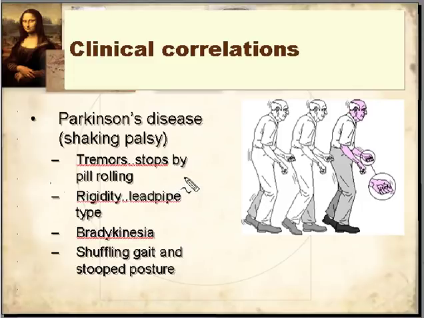Hence, they stop these tremors usually by moving their fingers all the time, and that is known as pill rolling. Another thing that is noticed in Parkinson's disease is that there is a rigidity in both extensor and flexor muscles, and this rigidity continues throughout the movement. Therefore, it's known as a lead pipe type of rigidity, unlike the clasp knife type of rigidity, where suddenly the muscle gives way. In this, the muscle remains stiff all throughout.